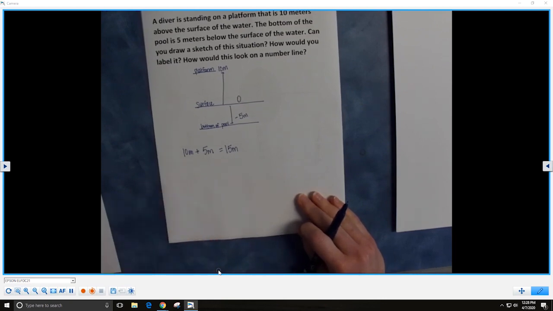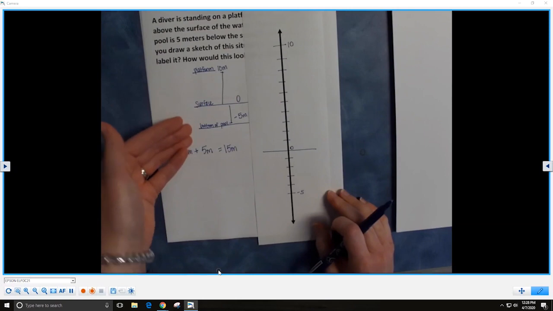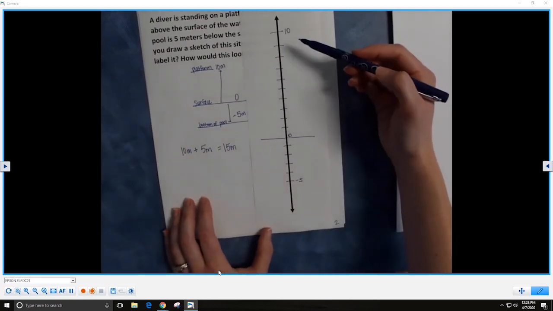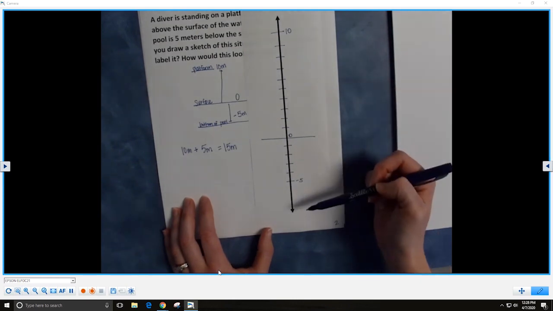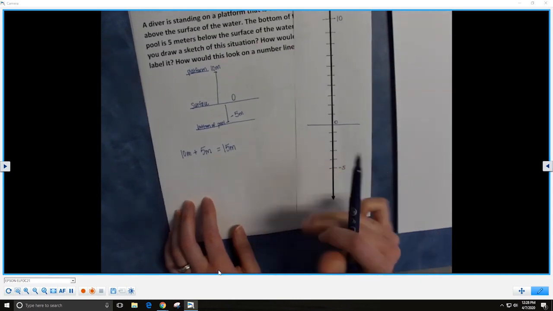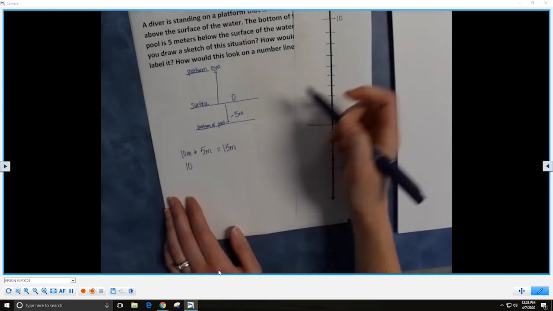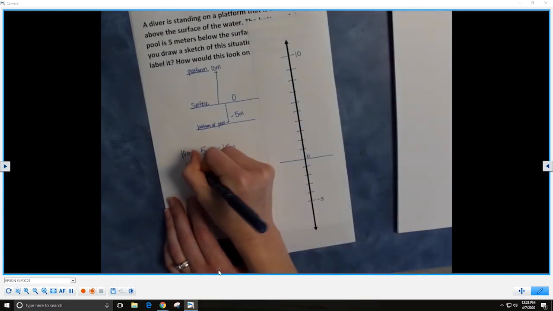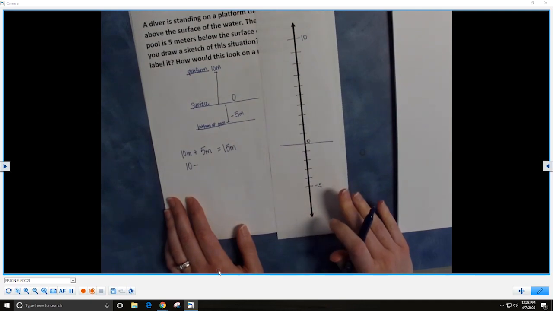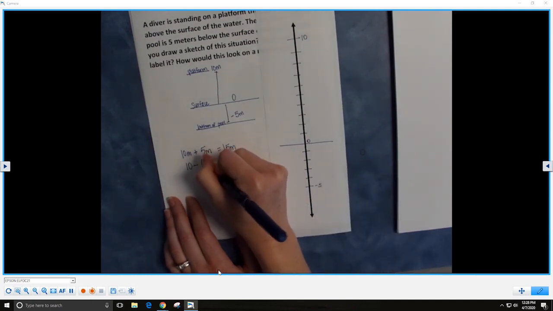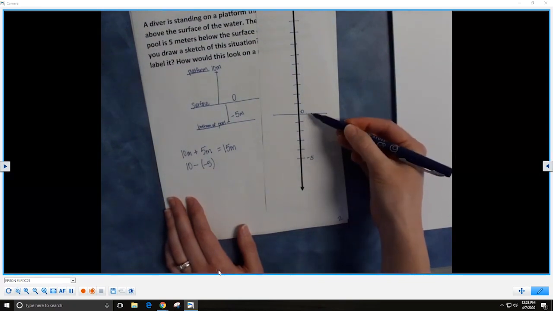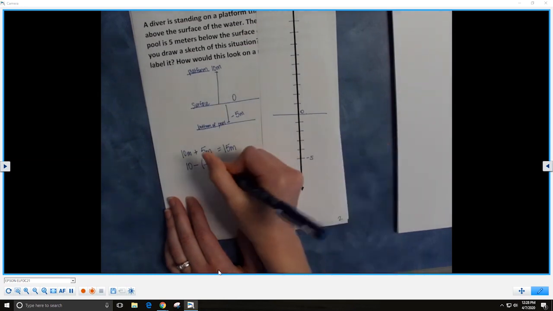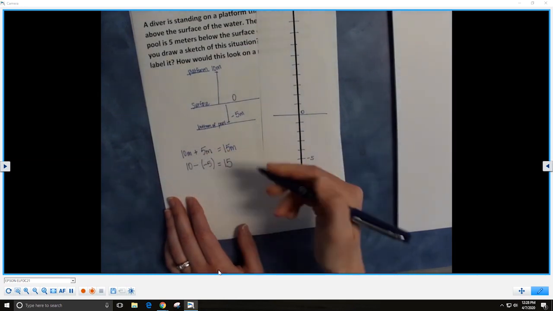So if we're thinking about our number line again, which was really similar to our drawing here, if we're thinking about the distance between 10 and -5 on this number line, it's going to be the difference between them. If we're using that line of thinking, then we're going to have 10, which is where the platform is, take away, which is what difference means, and then the -5 here, which is from the surface of the water to the bottom of the pool, equals 15. Which of those two ways were you thinking?